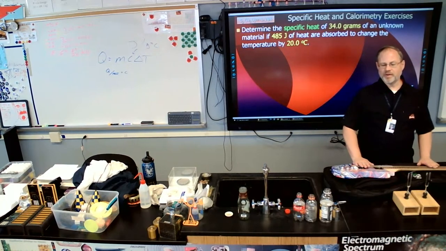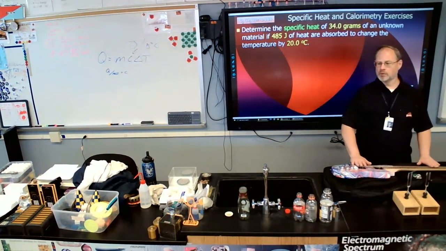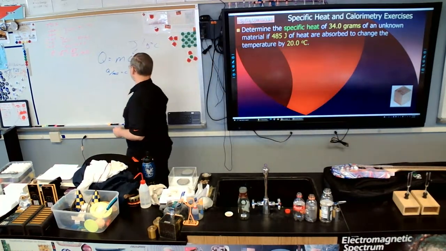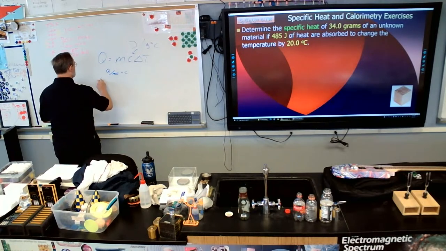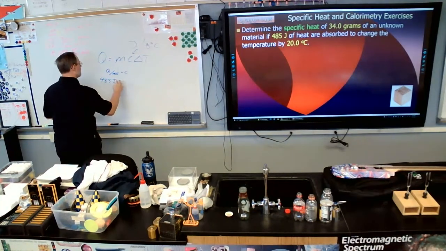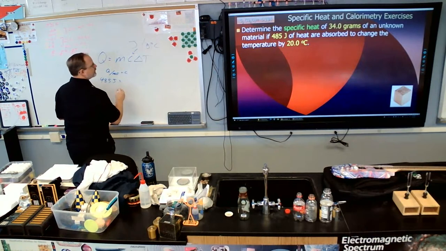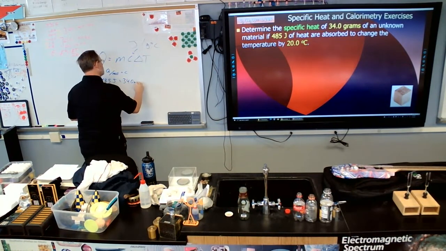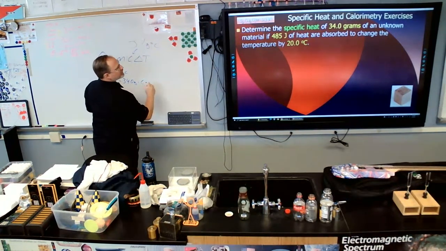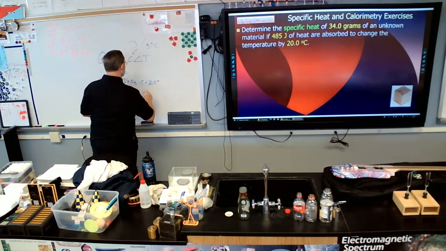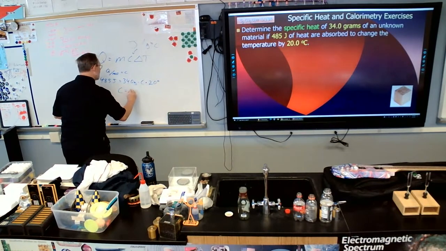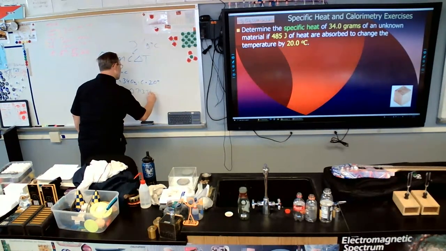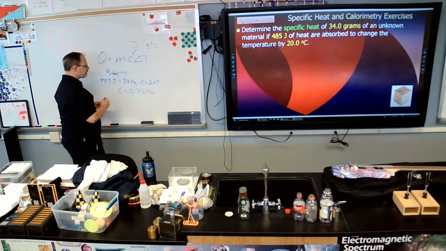Again, specific heats are always pretty close to one. When we're writing our answers, do you want us to go to the hundredth place? Thousandth if you can. Okay, so three digits. Yep. We're solving for C, and T is 20 degrees. This gives you a C of 0.713 joules per gram degree Celsius.